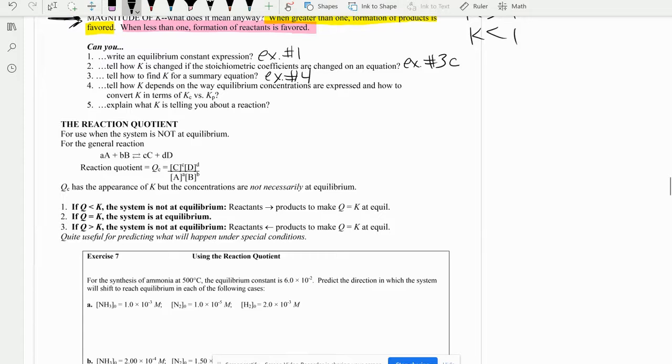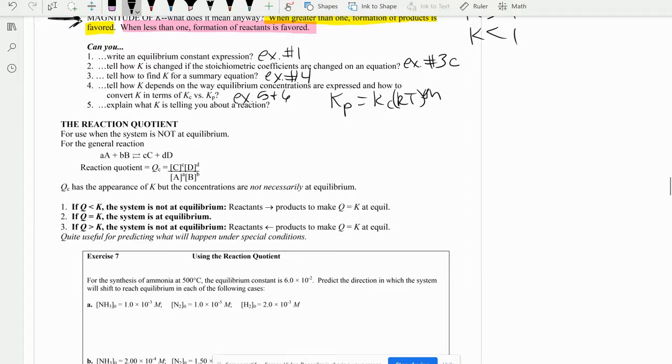Okay, number 4: can you tell how K depends on the way equilibrium concentrations are expressed, and how to convert K in terms of Kc versus Kp and the difference of the two? So right off the bat, if you're needing assistance in a review, you're going to want to refer to exercises 5 and 6. And do not forget this equation. Remember PC, politically correct, and then RT to the delta n. This equation, they love to give it on multiple choice portions. You might see it embedded within an FRQ. Bad news is they do not give you this formula. You need to memorize it, okay? And if you get enough practice, it's not necessarily hard rote memorization. It'll come easier to you. So make sure you know that, please.